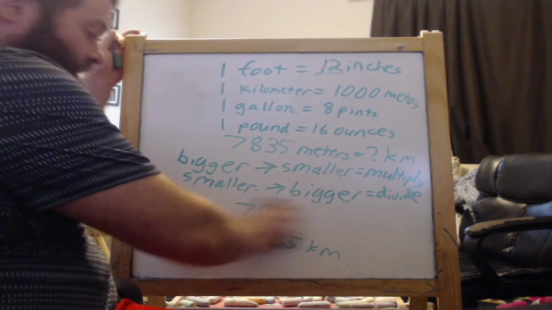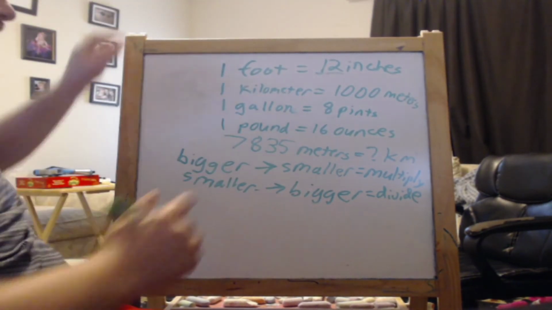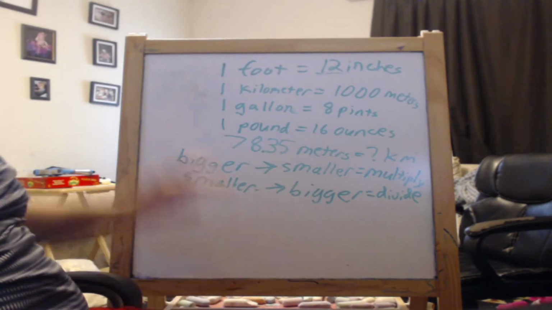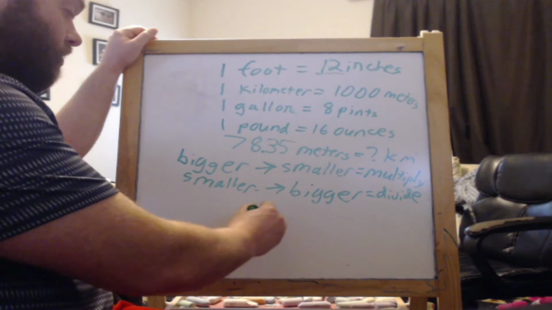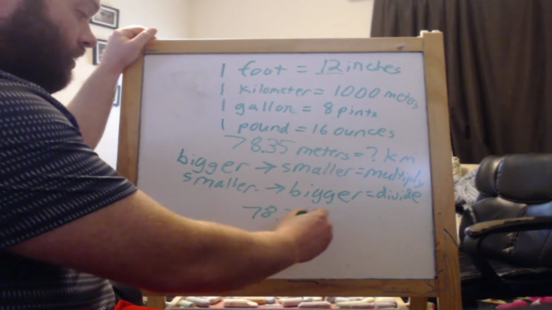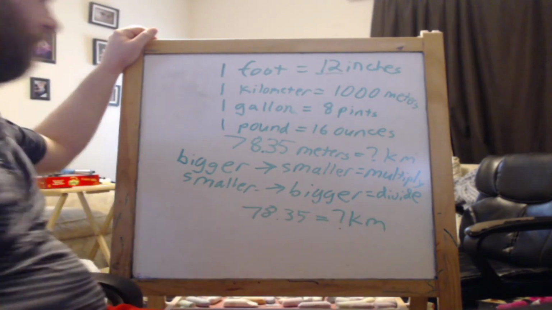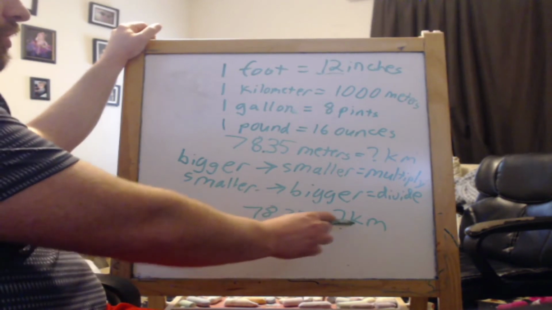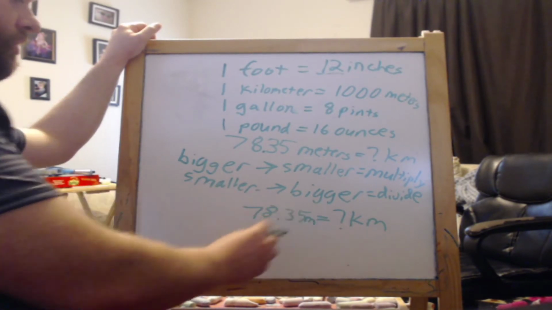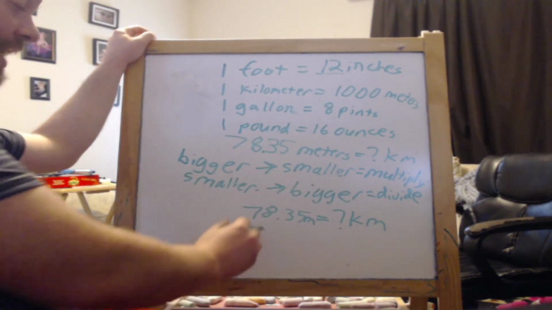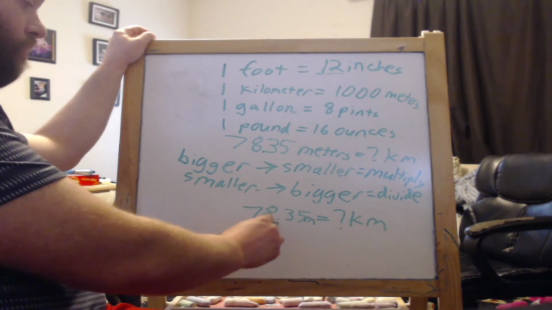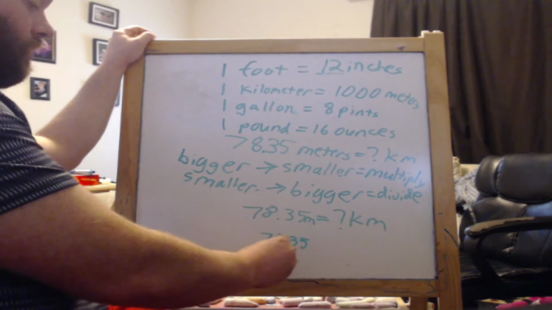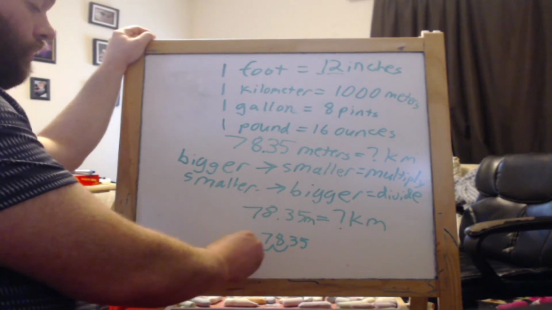Now, I want to just do one more thing here. Let's say this was not 7,835 meters, but it was 78 and 35 hundredths meters, or 78.35 meters. Okay? How many kilometers is that? So we are just moving the decimal place over again. We're still going smaller to bigger, so we have to divide. So we have to divide by 1,000, so we're moving the decimal place 3 times, right? So it's 1, 2, 3.